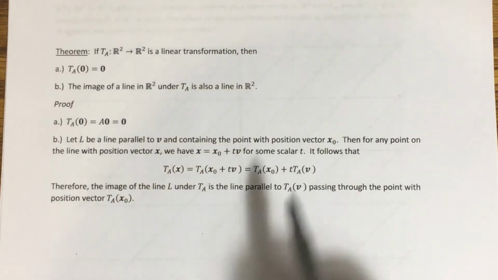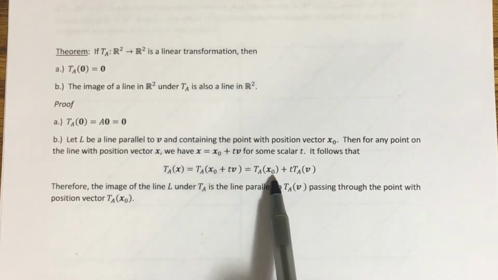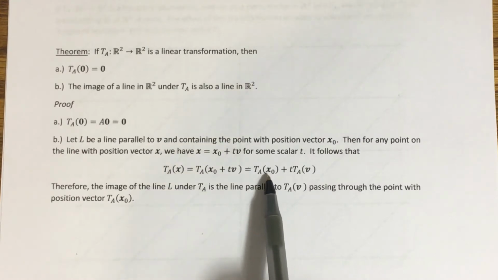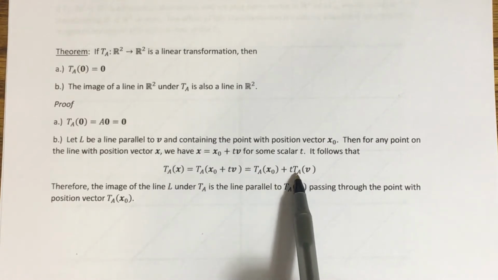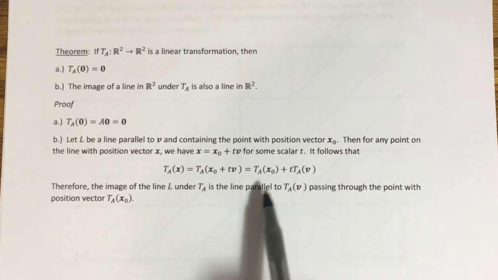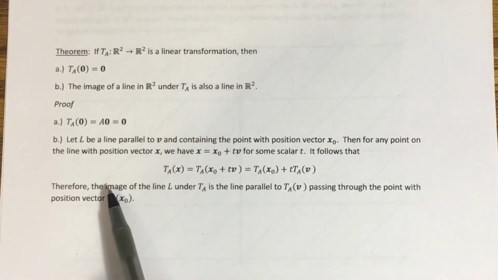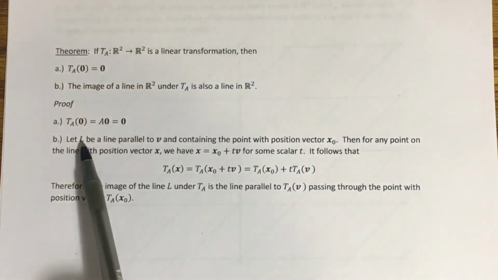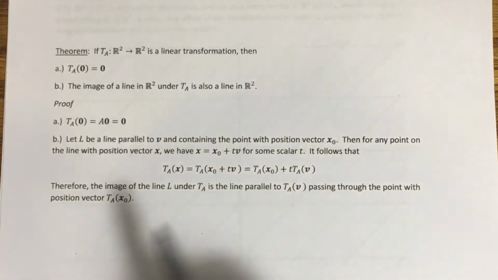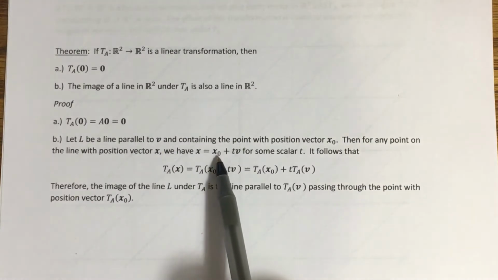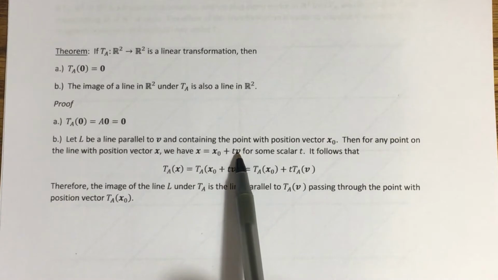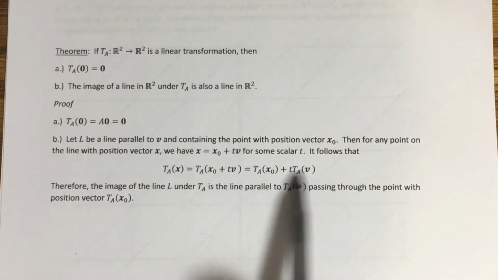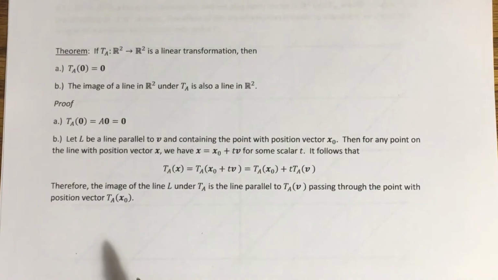But what is this? Well, this is the equation of a line that has the point with position vector T_A of x naught and is parallel to the vector T_A of v. So basically, if we want to plug an entire line into a linear transformation and see what the image looks like, all we really need to do is transform one point on that line and then transform this vector that the line is parallel to, and then we'll get the new line with just that information.